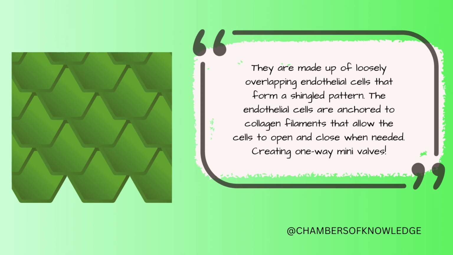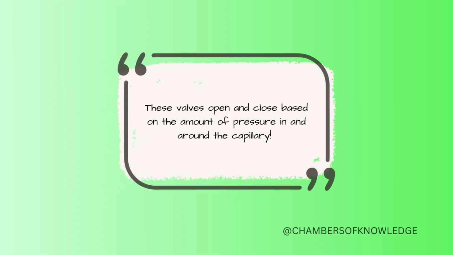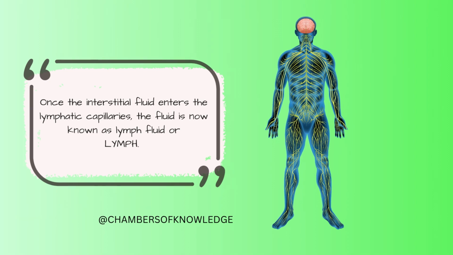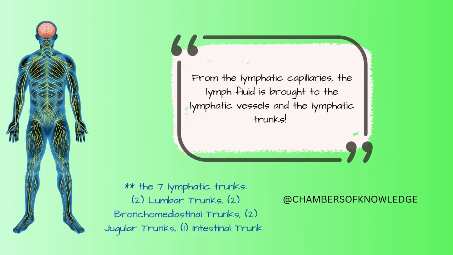The endothelial cells are anchored to collagen filaments that allow the cells to open and close when needed, creating a one-way mini valve. These valves open and close based on the amount of pressure within and outside of the capillary. Once the interstitial fluid enters the lymphatic capillary, this fluid is now known as lymph fluid, or just lymph. From the lymphatic capillaries, the lymph fluid is brought to the lymphatic vessels and then to the lymphatic trunks.